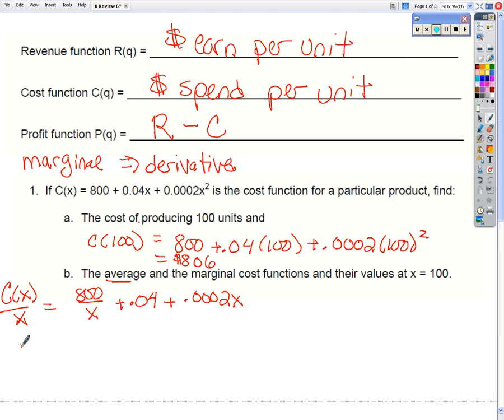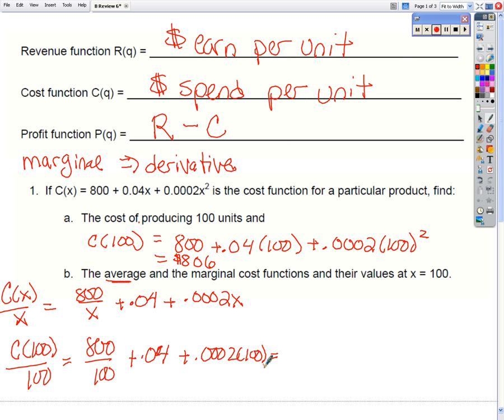So I'm going to plug in 100. And we get $8.06. You could also take your cost function that you got at 100 and divide by the value of 100, and that's how we get the same answer.